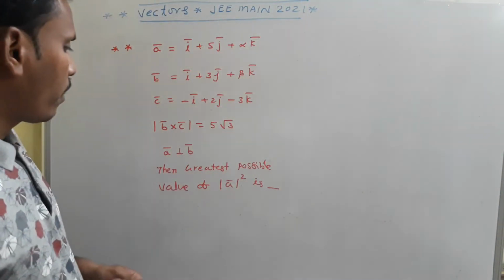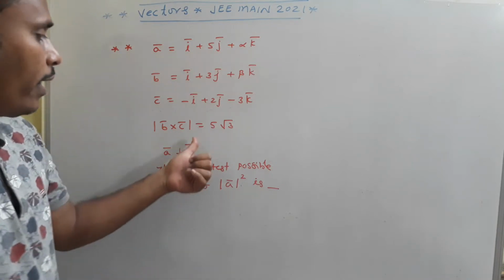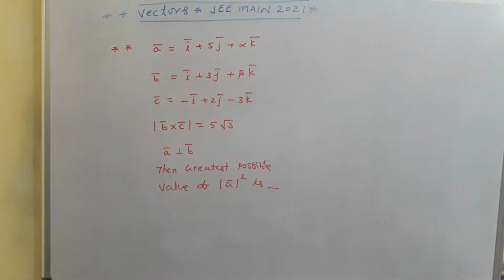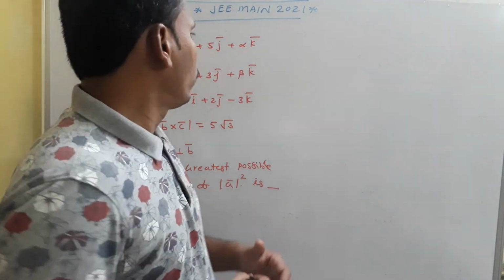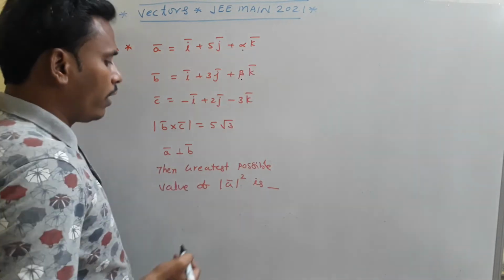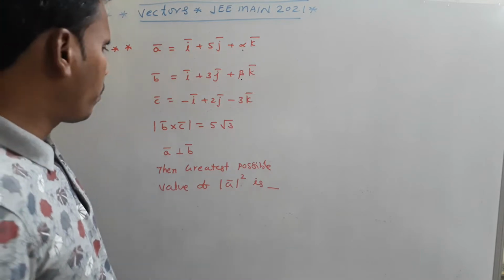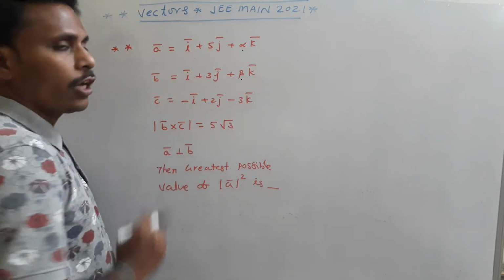ఓకే, ఫస్ట్ ఆఫ్ ఆల్ a bar perpendicular to b bar, then so first we need to find alpha value, okay, which is missed in this a bar, and then beta value. After that we need to get the value of mod a bar square. That's the part. A bar is perpendicular to b bar.